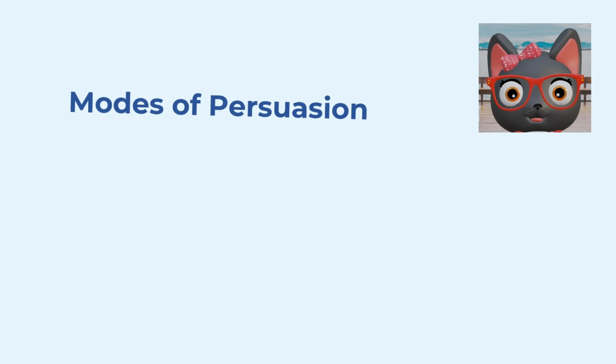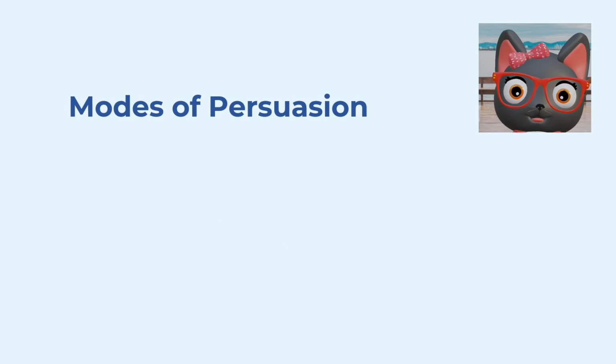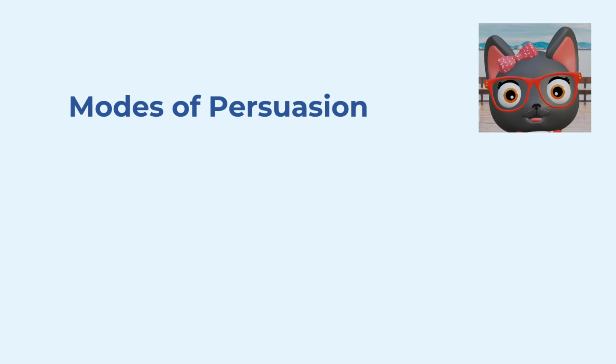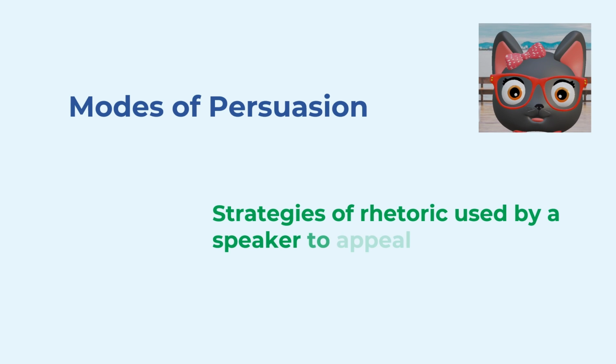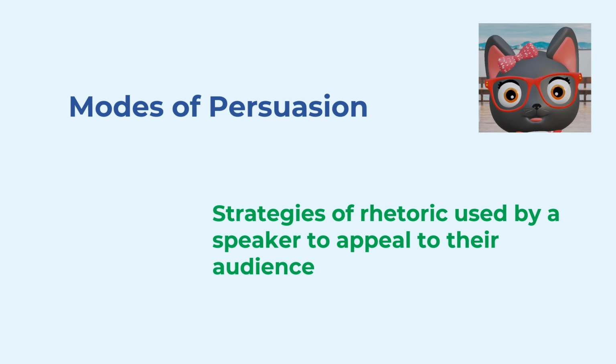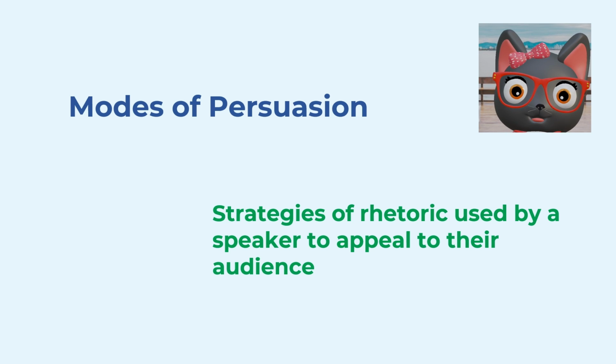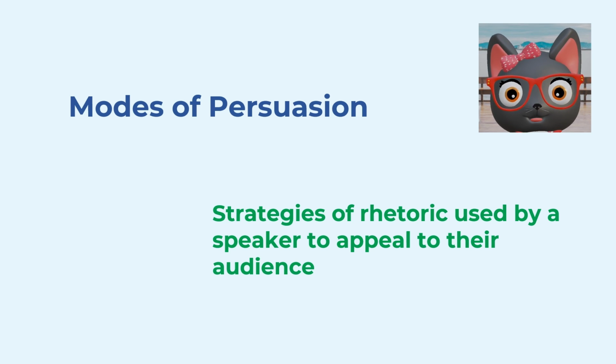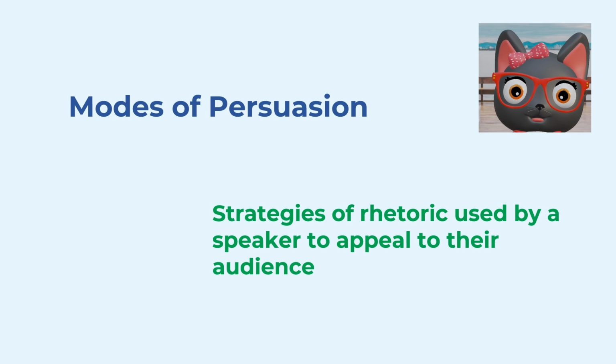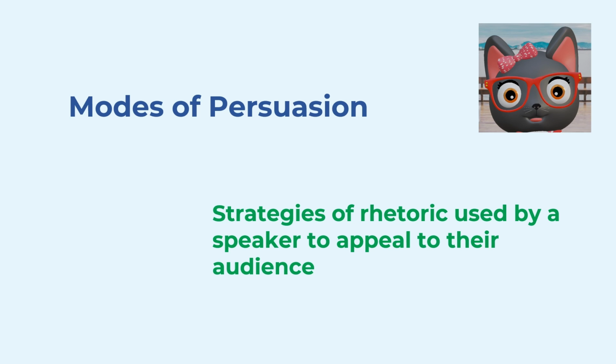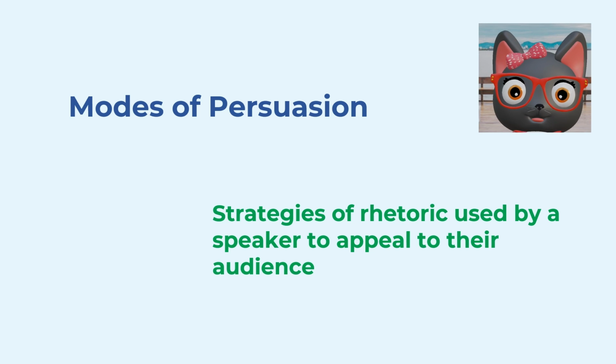Next up, we're going to cover modes of persuasion. Modes of persuasion are strategies of rhetoric used by a speaker to appeal to their audience. The ancient Greek philosopher Aristotle proposed three such modes: ethos, pathos, and logos. There's technically a fourth mode that Aristotle proposed as well, but we're going to skip it since it's a little different from the other ones we covered.